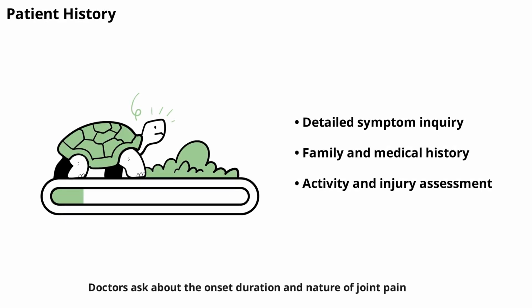Doctors ask about the onset, duration, and nature of joint pain, as well as any stiffness or swelling. They also inquire about daily activities, previous injuries, family history of joint diseases, and any other medical conditions. This information helps the doctor understand the context of the symptoms and identify risk factors that may contribute to osteoarthritis. A thorough history is essential because it guides the next steps in the diagnostic process and helps rule out other potential causes of joint pain.